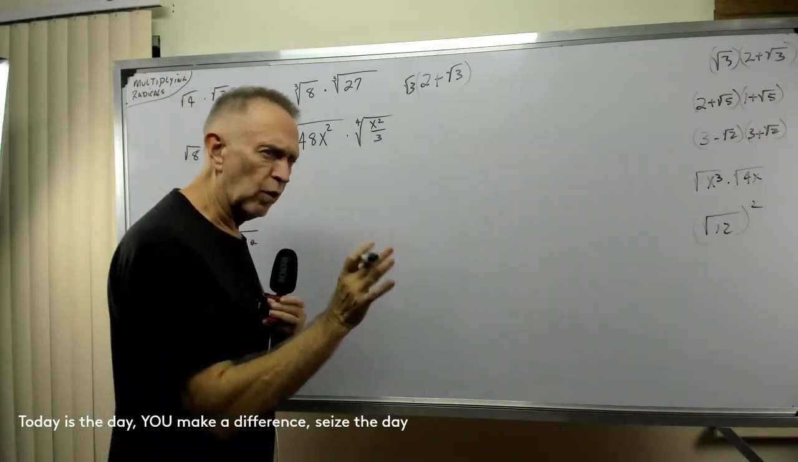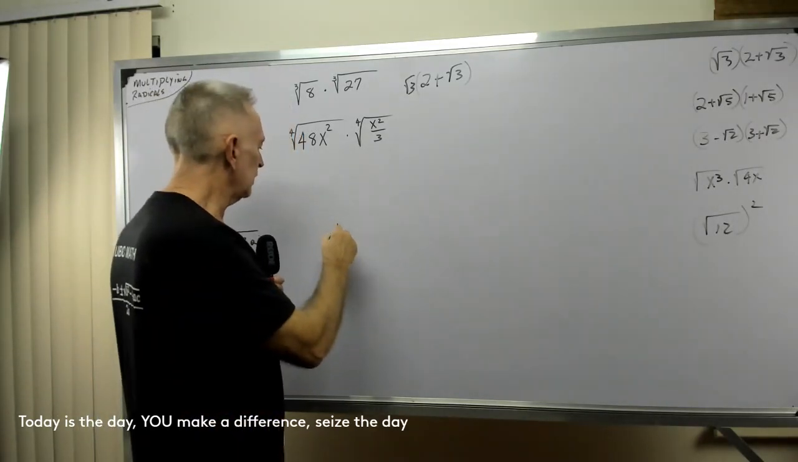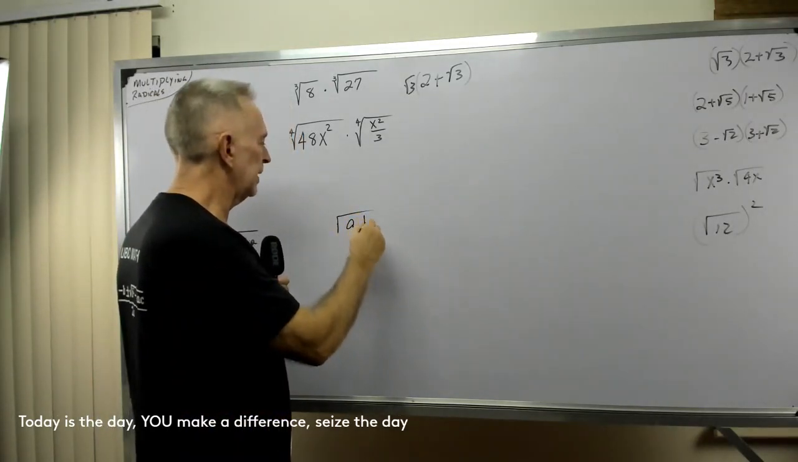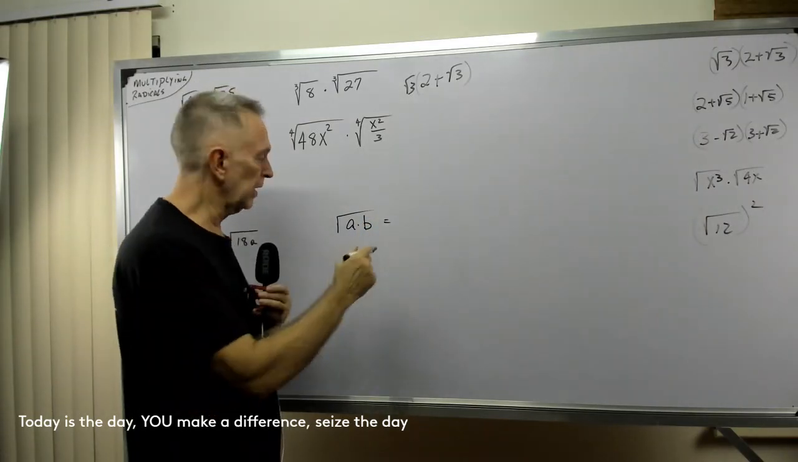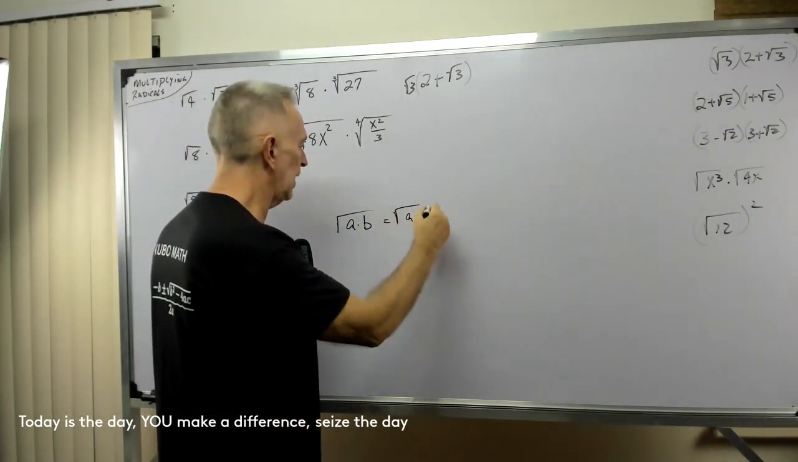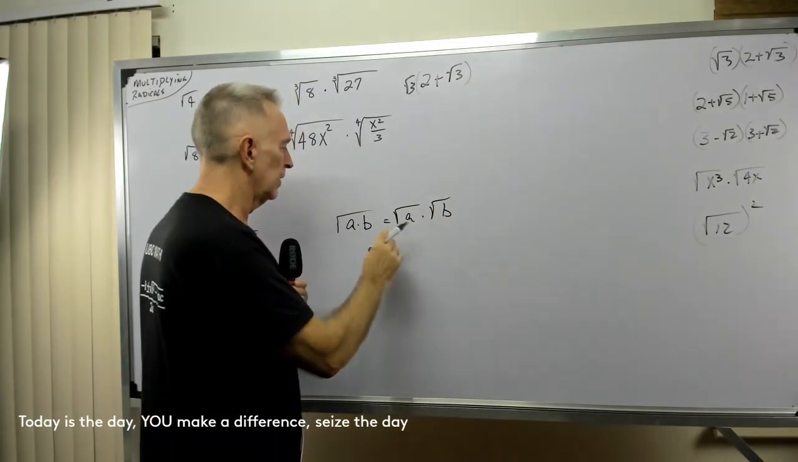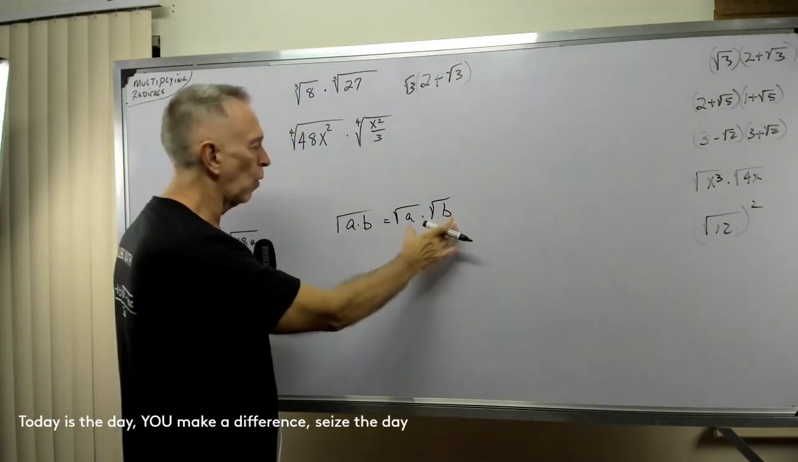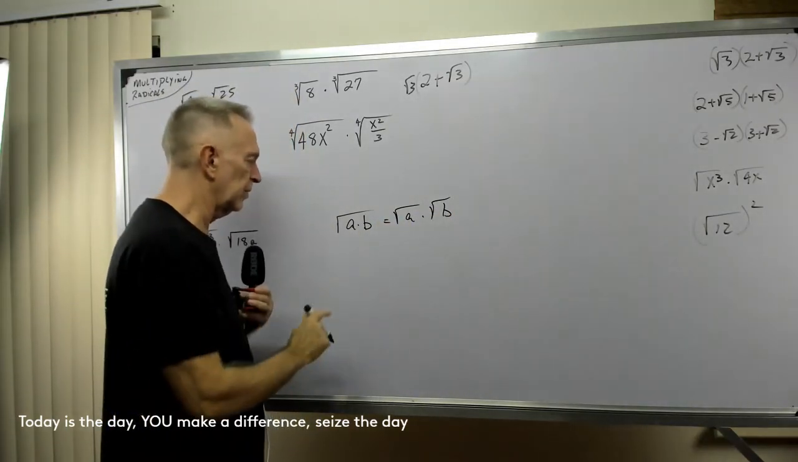And I think we've talked about this before, but when you look at the square root of a times b, we can break that out into the square root of a times the square root of b. Okay, so we can break that apart, or if it's apart, we can put it together.